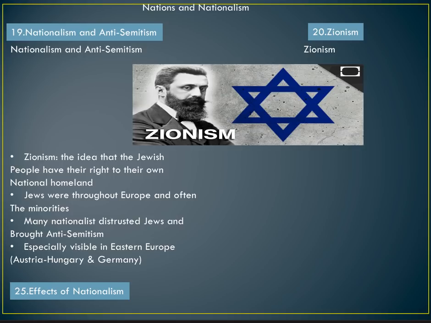And especially you could see this visible in Eastern Europe, such as Austria-Hungary and Germany. Keep this in mind with World War I, World War II. So we see this starting very, very early.